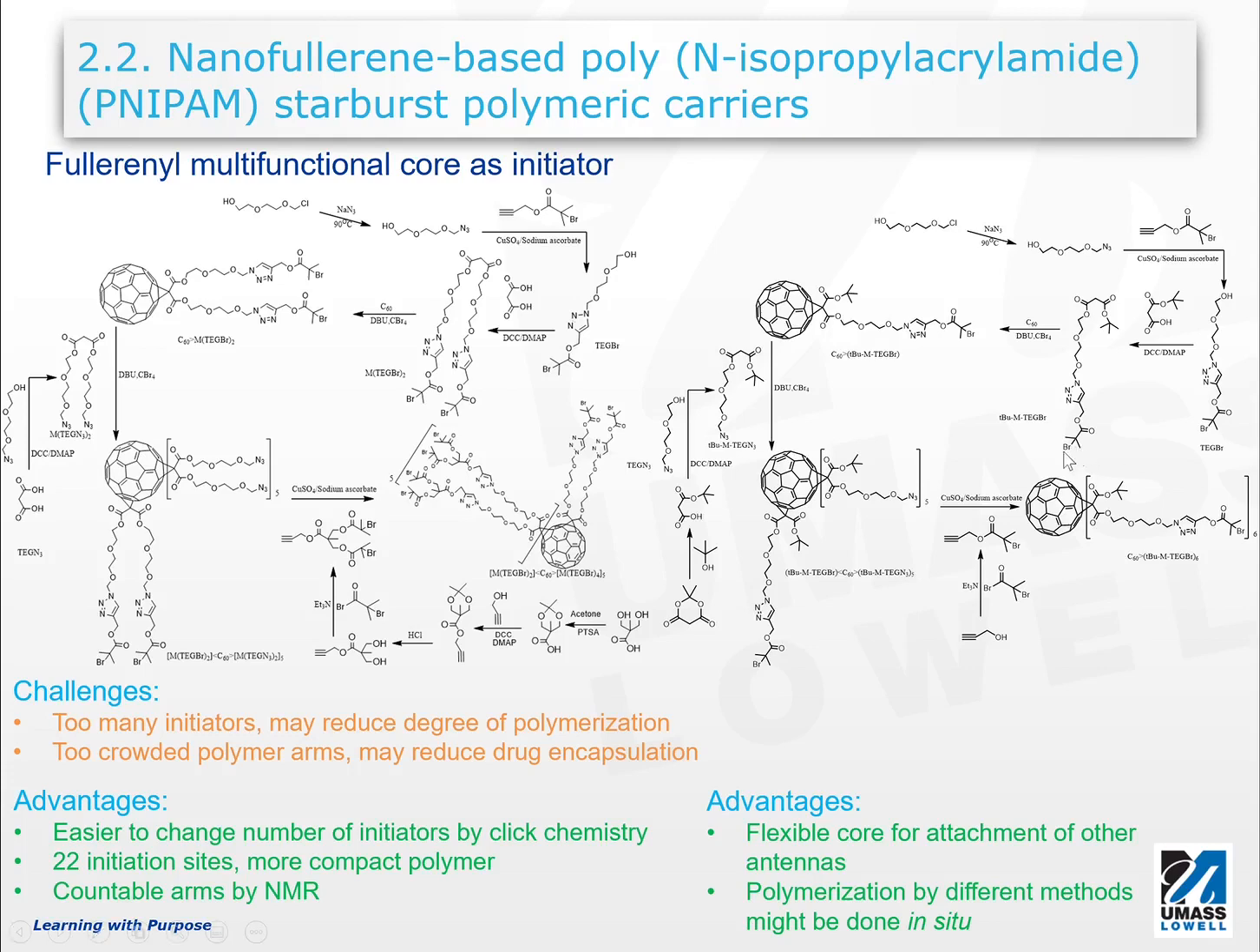That means the whole initiator will have 2 types of initiating site on it. Then the polymerization might be done by different methods in situ. So we can do both atom transfer polymerization together with cationic, anionic, or ring-opening polymerization in situ at the same time. So this type of molecule is even more flexible.